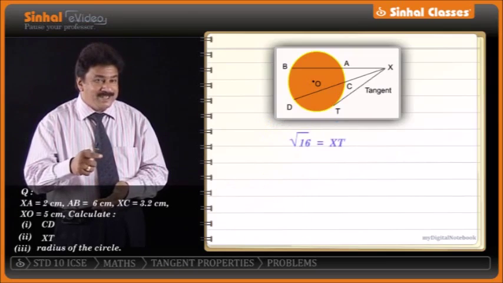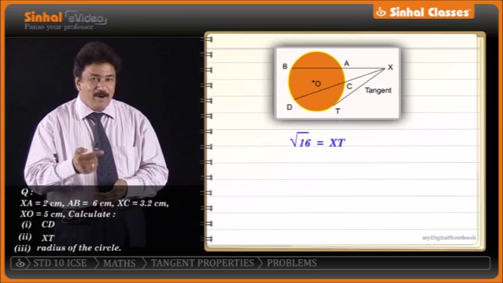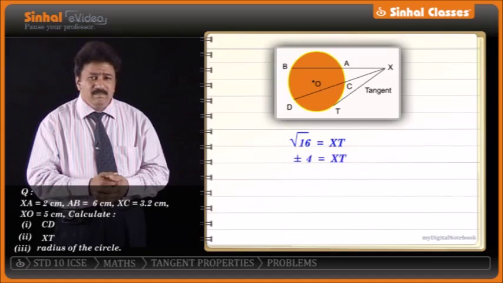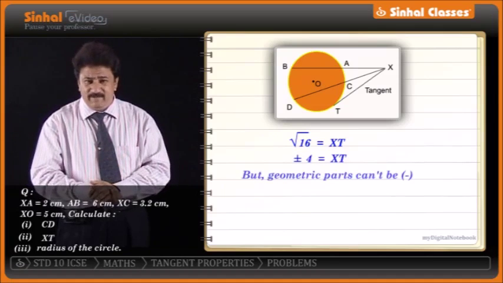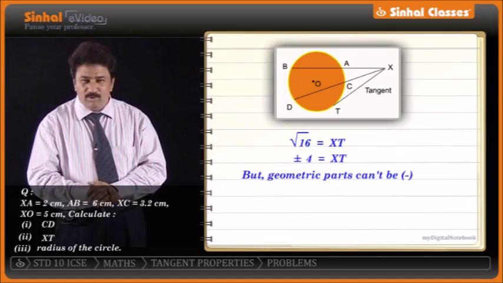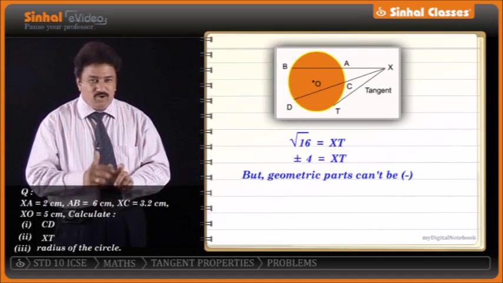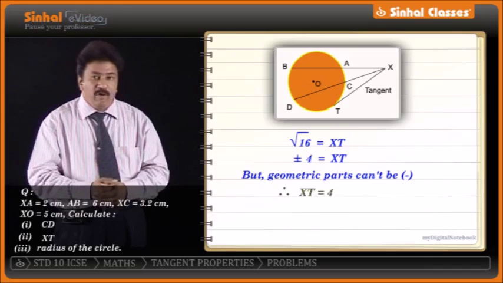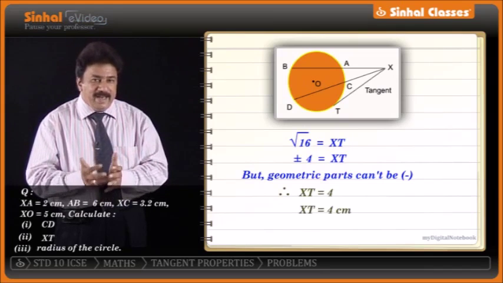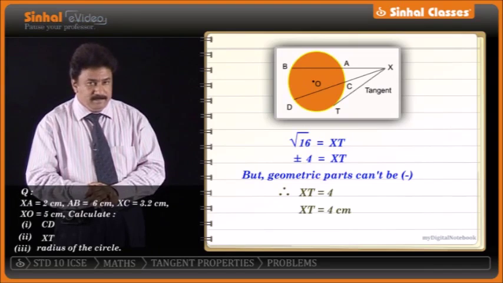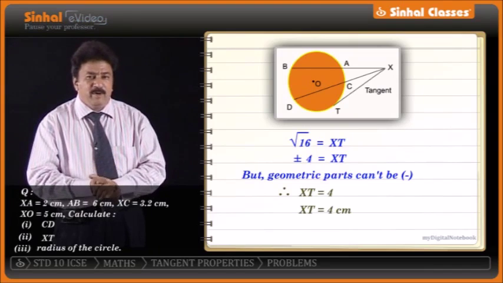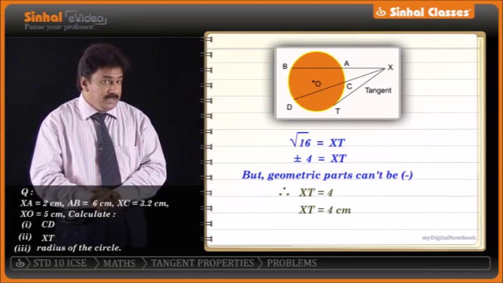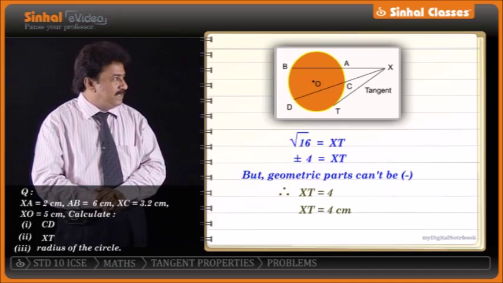XT is the root of 16. XT is plus or minus 4. But geometric parts can't be negative. Are they possible? No, it's not possible. Therefore, XT is equal to 4. That is, XT is 4 centimeters. So you have successfully found the measurement of XT also.